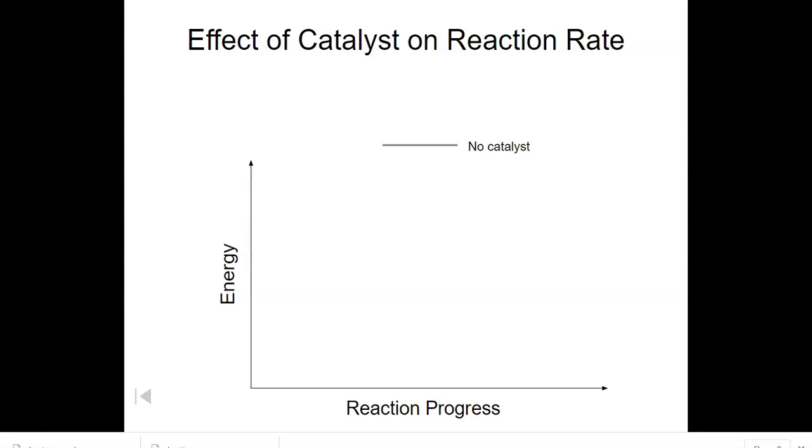Now, I said that we're going to look at catalysts. Catalysts affect how fast our reaction goes. We're going to look at this a little bit more in Unit 8. Here's our reaction. It requires some energy, and then it makes our products. This is, again, an exothermic reaction.